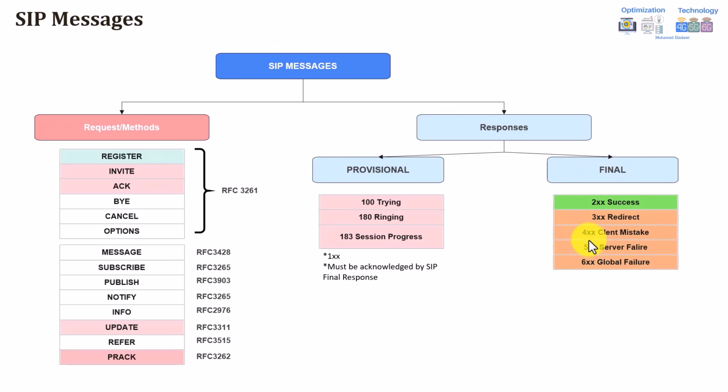And this is also 400, explaining that there is a problem in the client. For example, client mistake. Let's assume there is one common one which is called 486 busy here, which means that the terminal is busy and he cannot pick the call. So this will be sent to the mobile originating from the mobile terminating or from the IMS. 486 means that the user I'm calling is currently busy.